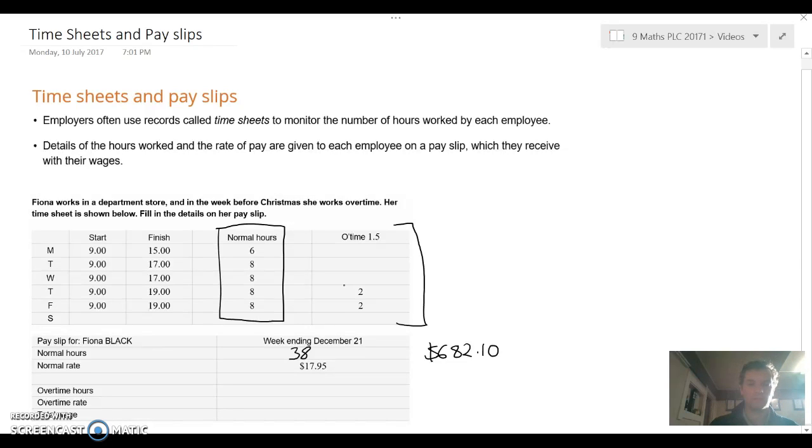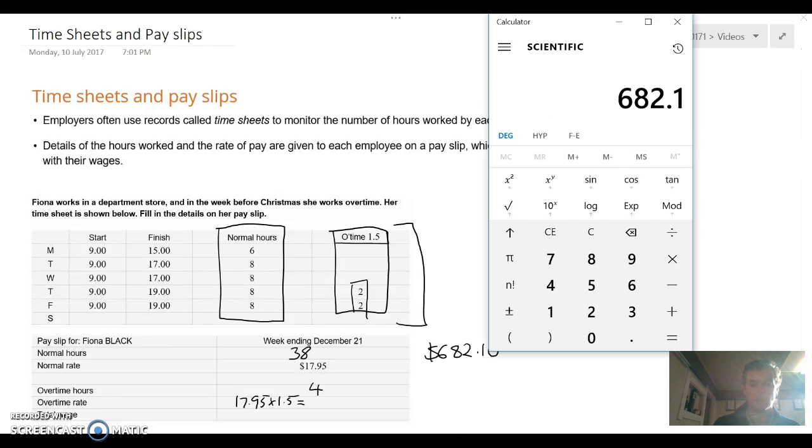But we can see that she's actually worked some overtime. If we add the two numbers together, 2 and 2 is 4, so we can put in our overtime hours as 4. But we're not given our overtime rate. The overtime rate identified at the top of the timesheet is time and a half. So we're going to take our normal hourly rate, $17.95, and multiply it by 1.5. If we put that into the calculator, we're given our penalty rate at time and a half for overtime for Fiona.